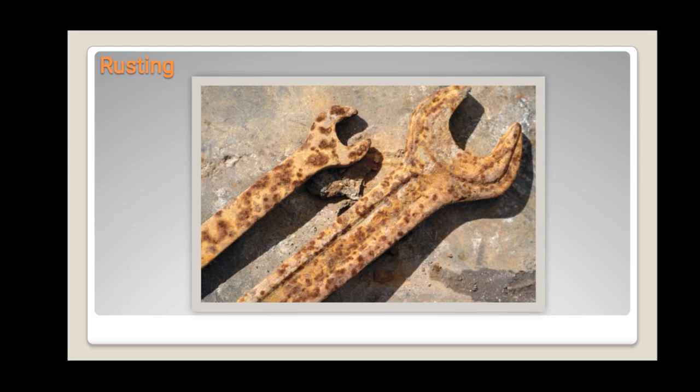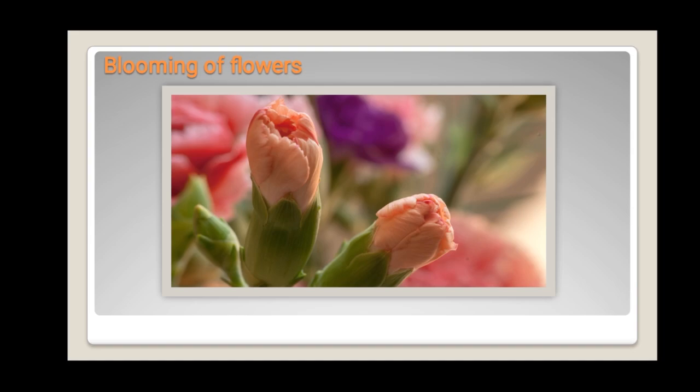Now let's come to one more example, that is blooming of flower. Blooming of flower is a kind of desirable change. There are two kinds of changes in that category, desirable and undesirable changes. A desirable change can be defined as a change which is beneficial for human beings. For example, ripening of fruits, blooming of flower, cooking of food, etc.